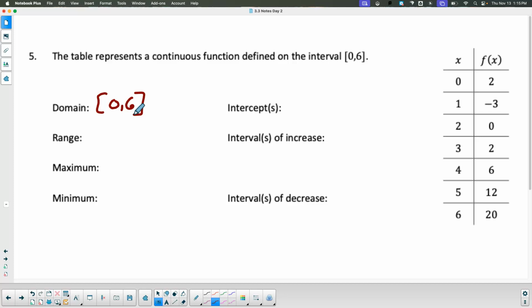Okay. Do you want to work left to right, or do you want to work up to down? Up, down. Okay. What's my range? Bracket 2, comma. No, bracket negative 3. Yep. Because negative 3 is smaller than 2. Maximum value 20 at x equals 6. Yep. Minimum, negative 3 at x equals 1.